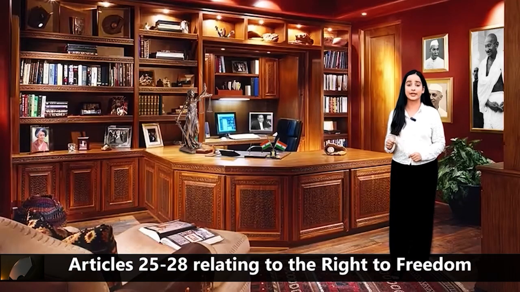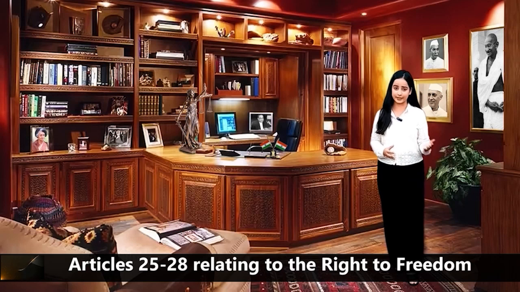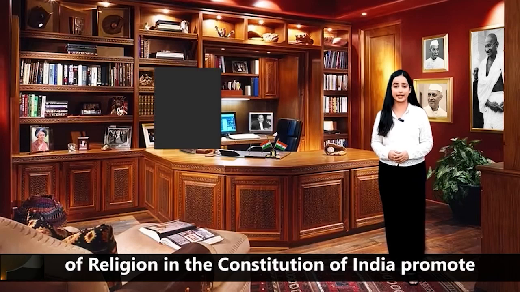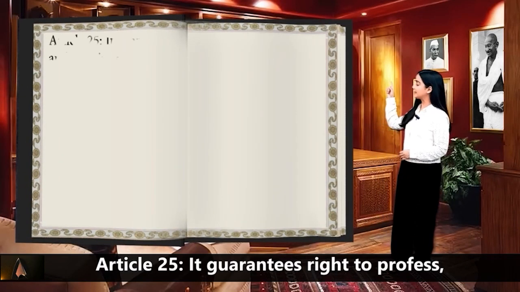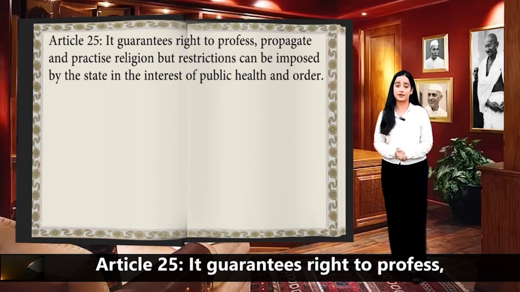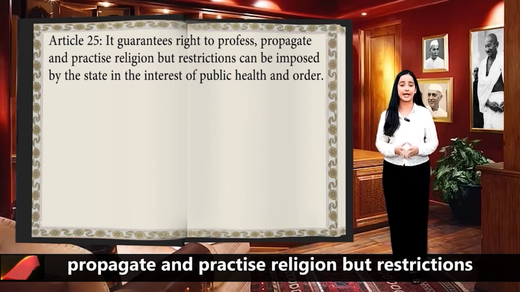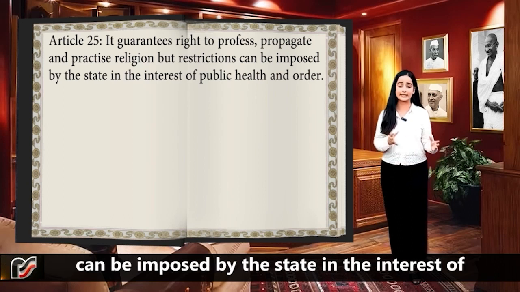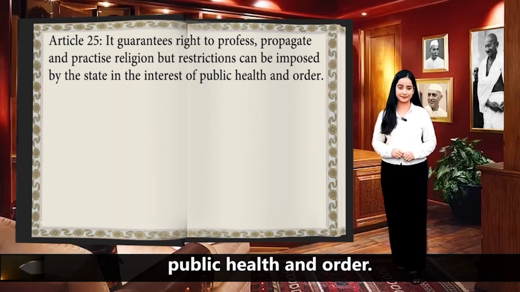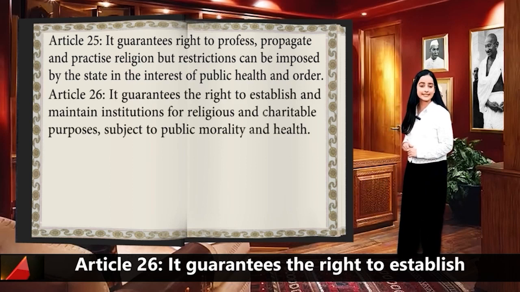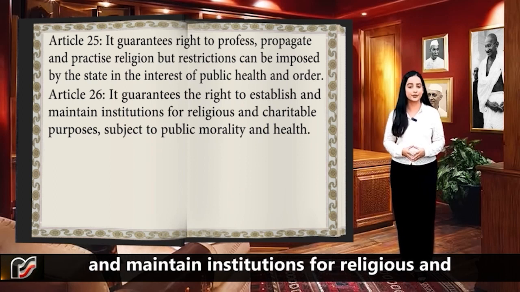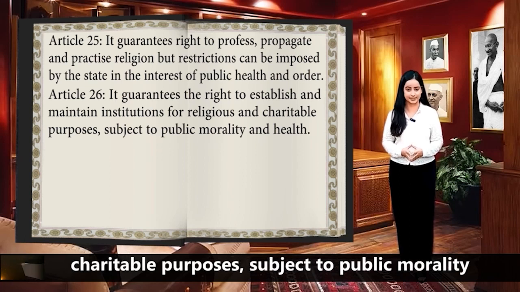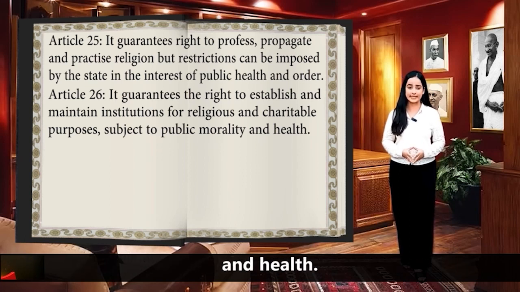Articles 25 to 28 relating to the right to freedom of religion in the Constitution of India promote secularism in the following ways. Article 25. It guarantees right to profess, propagate, and practice religion, but restrictions can be imposed by the state in the interest of public health and order. Article 26. It guarantees the right to establish and maintain institutions for religious and charitable purposes subject to public morality and health.